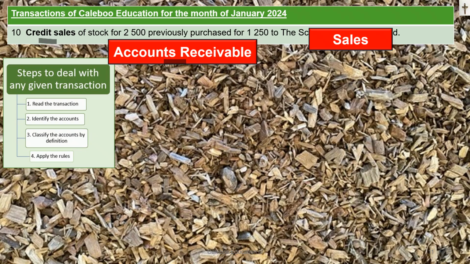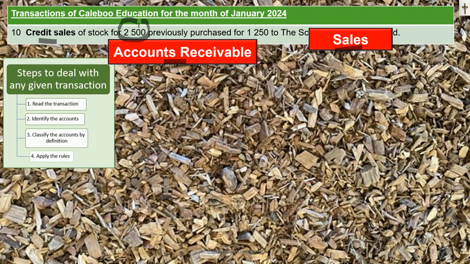all the individual debtors of the business, and sales. This is part A. Record the sale. How much does the debtor owe us? 2,500. How much was the sale? 2,500.